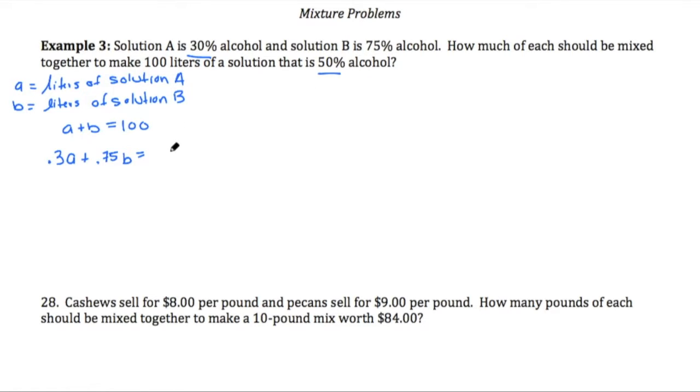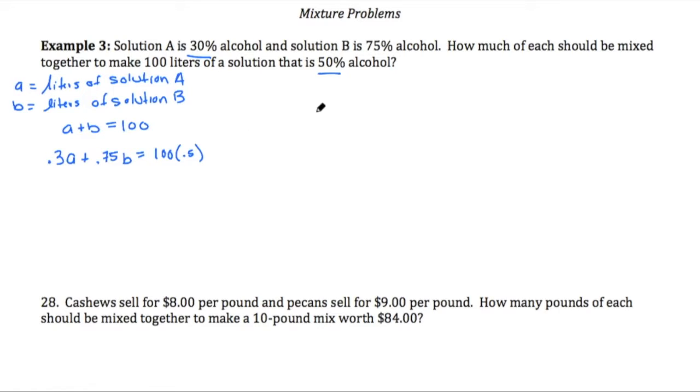So what we really need is to have the amount of alcohol be 50% of 100. So I'm going to write that down. 50% of 100 would be 0.5 times 100. So this is an equation for basically alcohol. The amount of alcohol from A plus the amount of alcohol from B is going to give us the amount of alcohol total at the end. So these are our two equations, and so we can now go ahead and solve a system of equations.